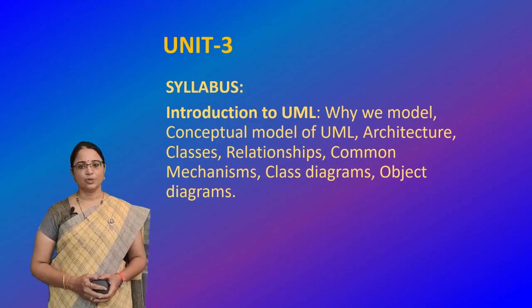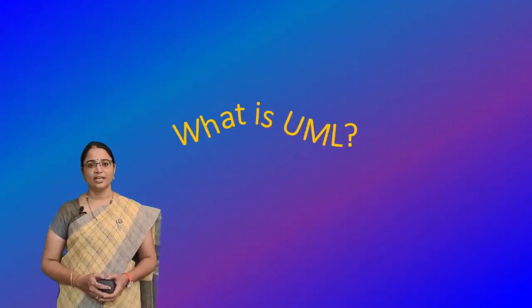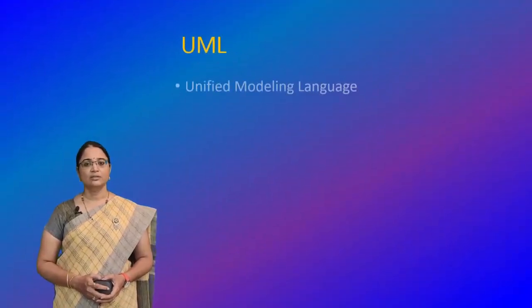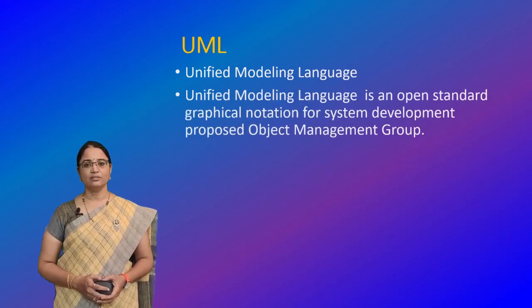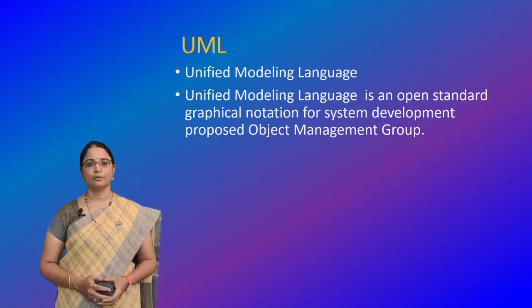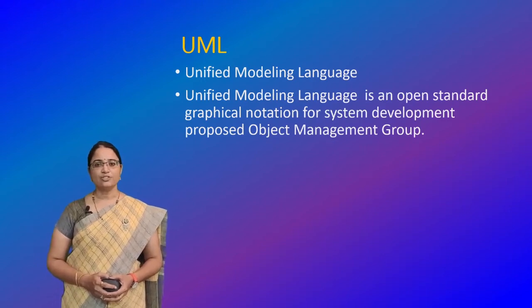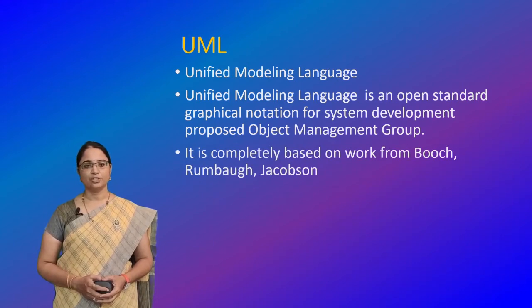Let me start with the question, what is UML? And the name says it all. UML stands for Unified Modeling Language. Unified Modeling Language is an open standard graphical notation for system development proposed by Object Management Group. Object Management Group is a consortium of software. The notation is based on work from Grady Booch, James Rumbaugh, Ivar Jacobson.